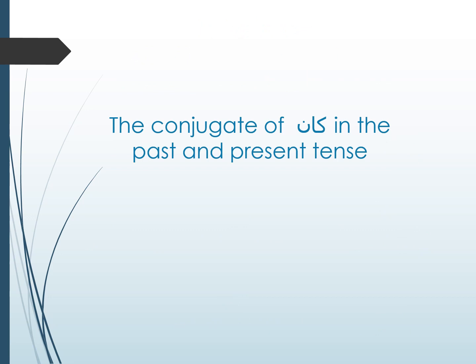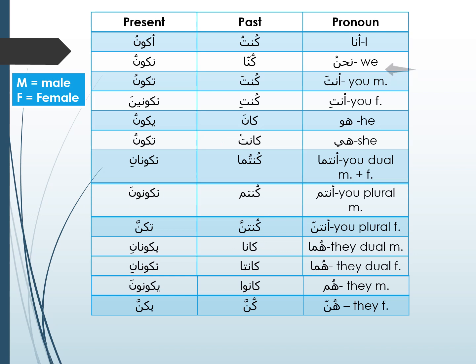Let's conjugate the verb kana in the past and in the present tense. أنا كنت I was. أنا أكون I am. If I say أنا أكون في المدرسة اليوم, I am in the school today. It's a present tense. But the first one past, كنت I was. نحن كنا we were. Or in the present tense, نكون we are.